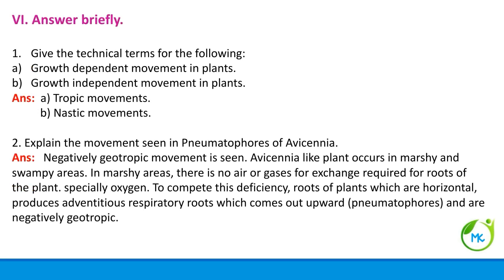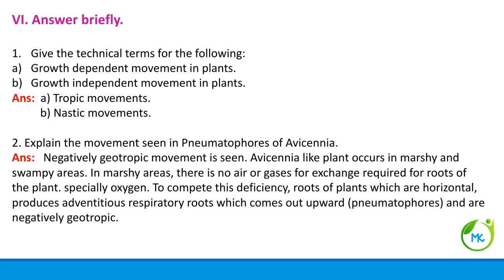Next, answer briefly. First question, give the technical term for the following. They are asking the first one, growth dependent movement in plant, and the second, growth independent movement in plant. Again, I have already told you to remember two things. Tropic means unidirectional movement and nastic means non-directional movement. Similarly, you have to remember another two things for tropic and nastic movement.